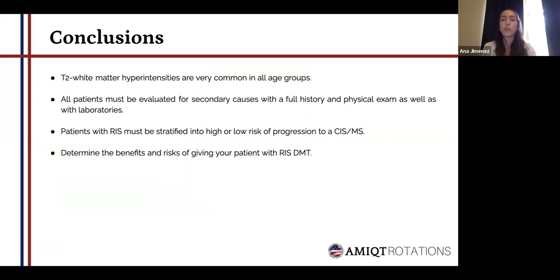And to end, I wanted to give these conclusions. T2 white matter hyperintensities are very common in all age groups. All patients must be evaluated for secondary causes using the history, the physical exam, and the laboratories. They must be stratified into low or high risk of progression to a clinically isolated syndrome or multiple sclerosis, and you must determine the benefits and risks of giving your patient at risk disease-modifying therapy.